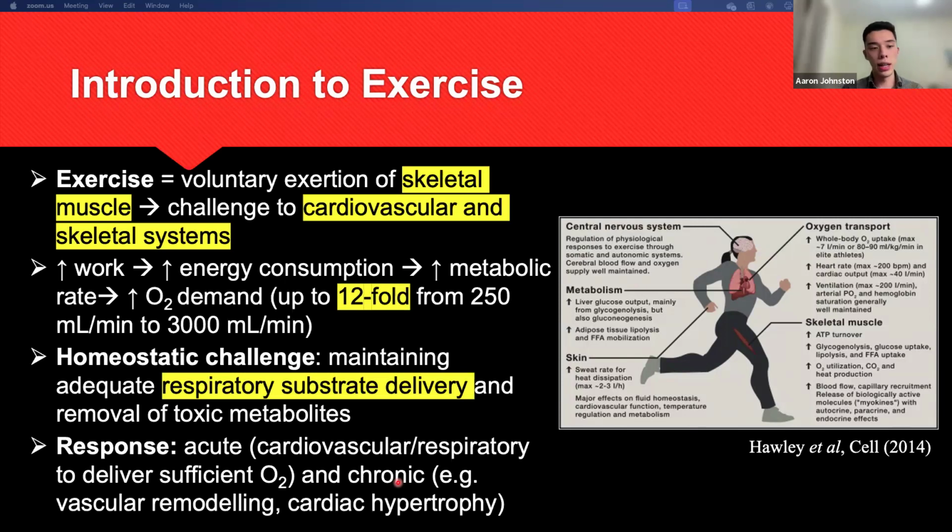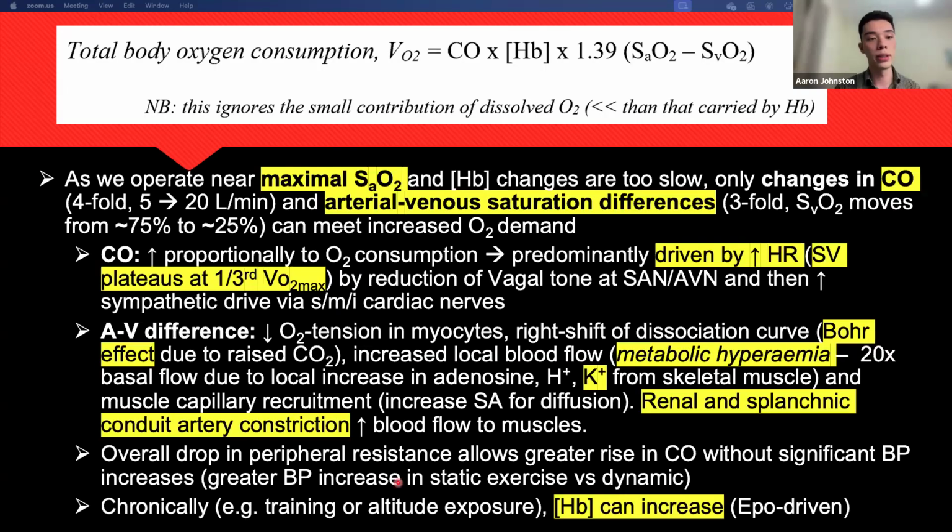We know that in exercise, our work increases. This increases energy consumption, ultimately meaning we need more oxygen delivery. And our oxygen demand, or our VO2, our oxygen consumption, can increase up to 12-fold. So from a basal rate of about 250 mL per minute of oxygen to 3,000 milliliters per minute. So this is quite a substantial challenge to both the lungs that need to take the oxygen from the air and the cardiovascular system, which then needs to deliver it to our muscles. And I'm going to consider both acute and chronic responses to exercise in the following slides.